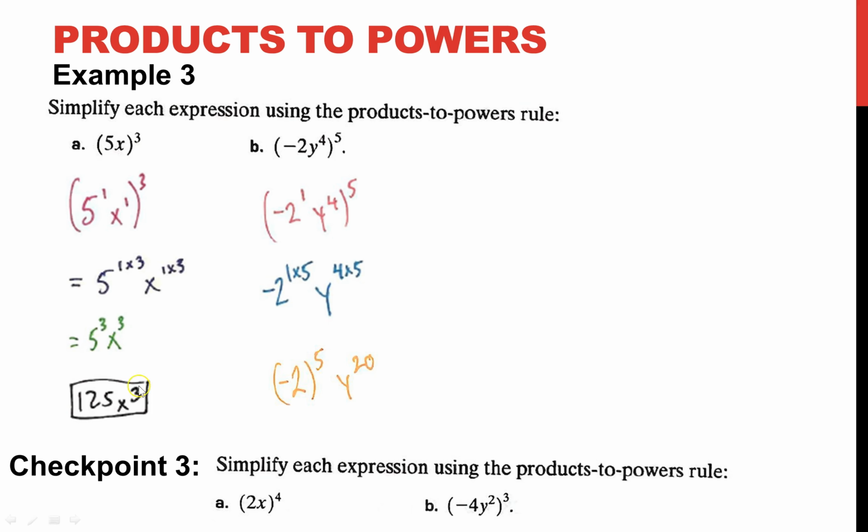And since I simplified my previous example to just a standard form number, I'm going to take negative 2 and multiply it times itself 5 times. That's negative 2 times negative 2 times negative 2 times negative 2 times negative 2. And of course, that gives me negative 32. Y to the 20th. So in that case, that's all I've got left.